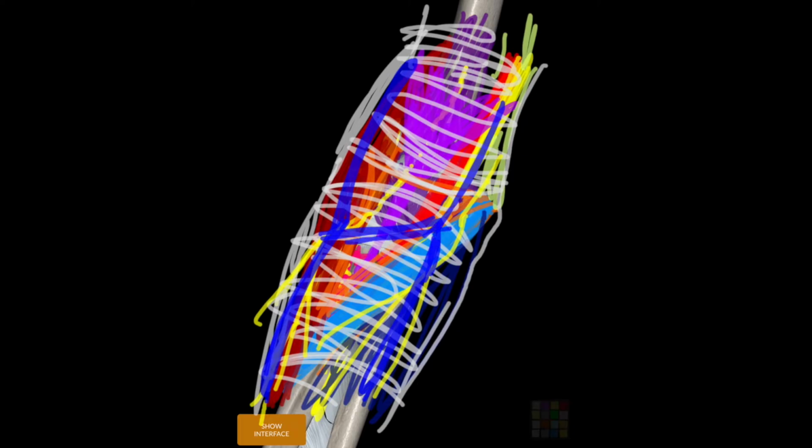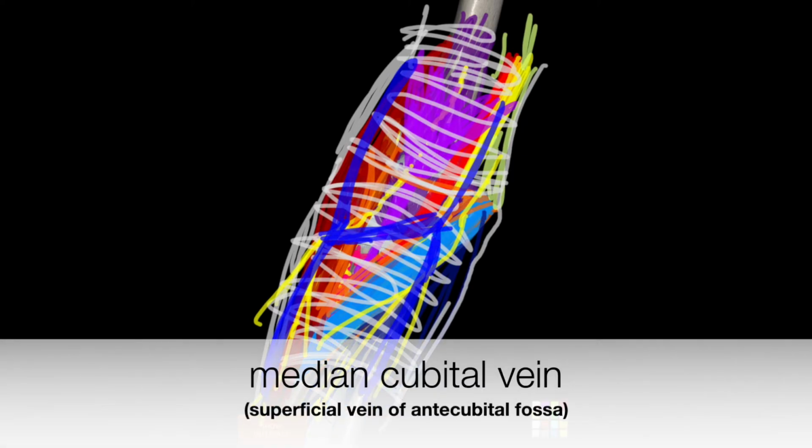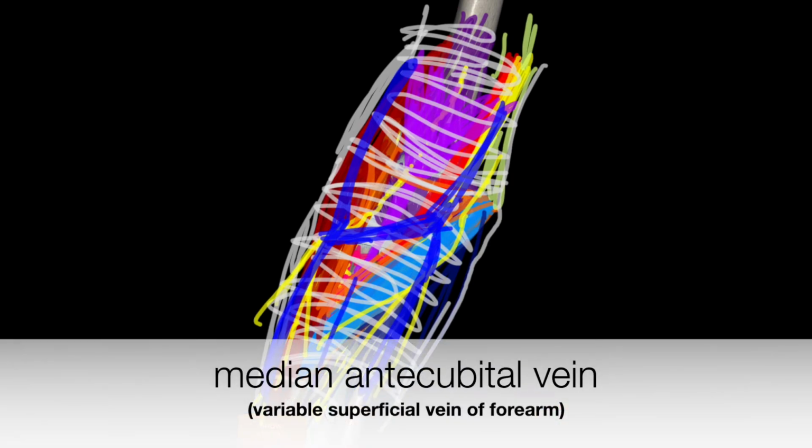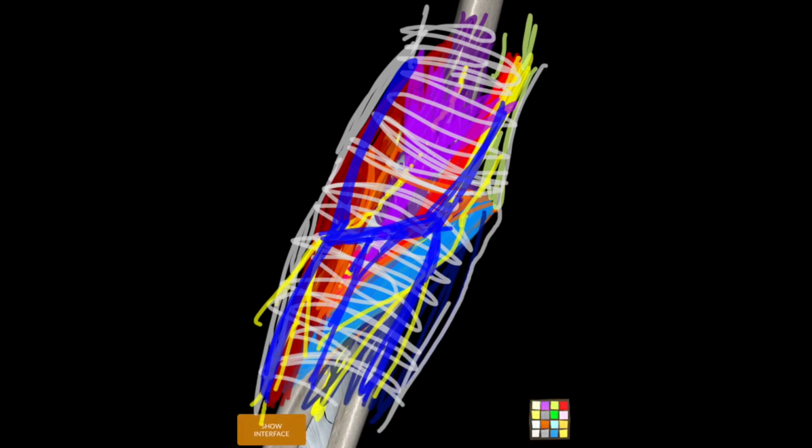They communicate via a median cubital vein, which is a favourite target for venipuncturists. And often there's a median antecubital vein, or median vein of the forearm, which also contributes to that vein, making it quite plump and a juicy target for poking needles in. Covering all this would be skin.